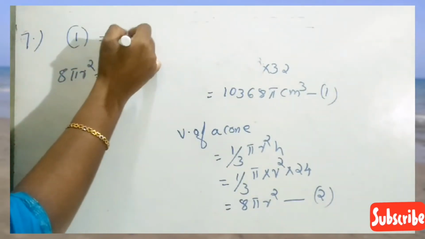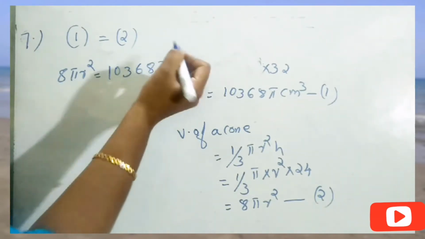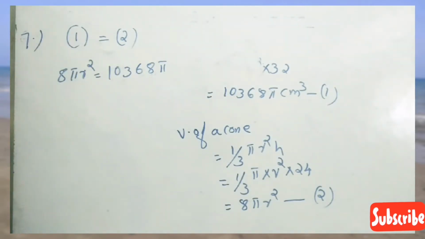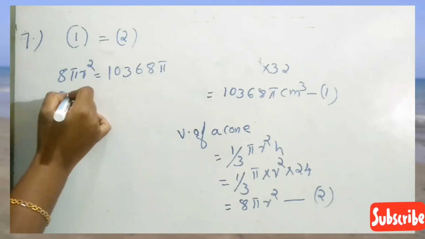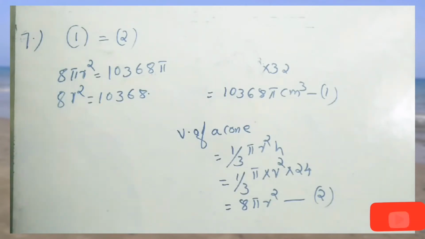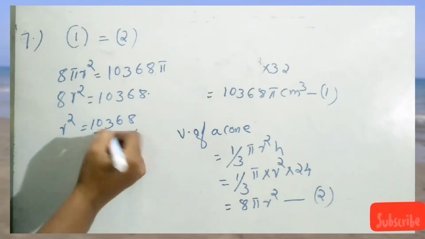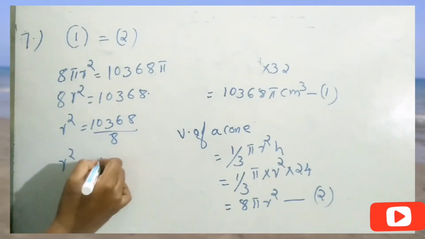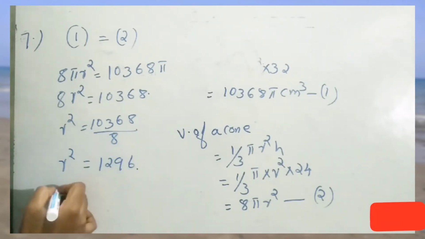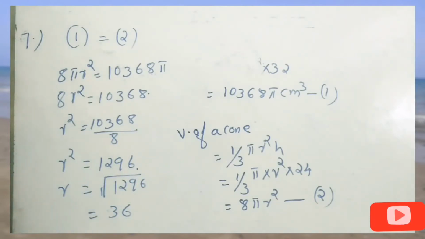Equation number 1 is equal to equation number 2, that is 8 pi r square is equal to 10368 pi. Pi we have on both sides, so we can cancel it, and we will have 8 r square is equal to 10368. Then r square is equal to 10368 divided by 8, that is r square is equal to 1296. R is equal to square root of 1296, and that is equal to 36. That means the radius of that conical heap is 36.